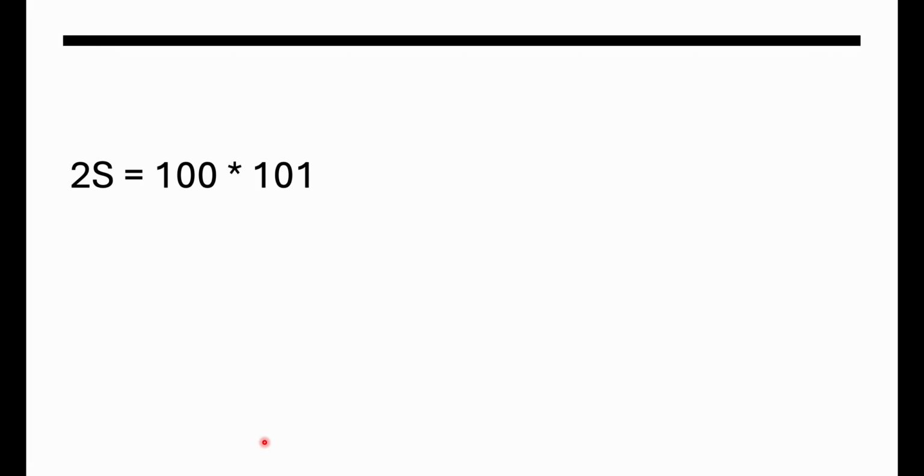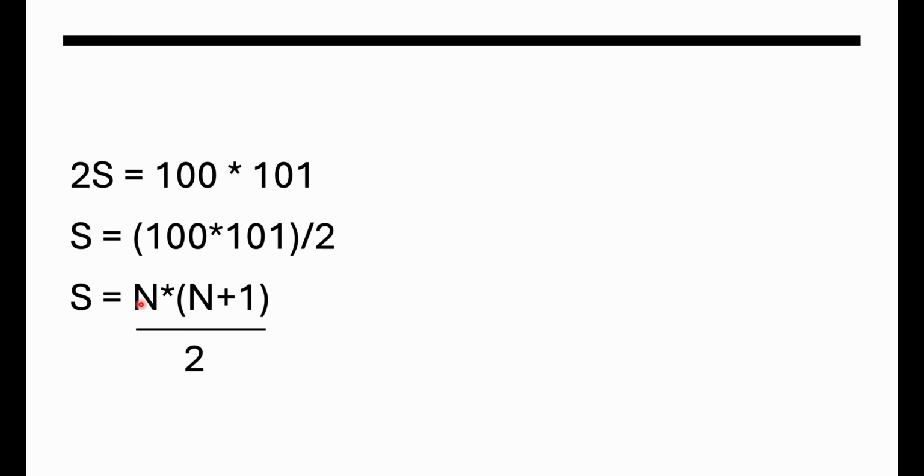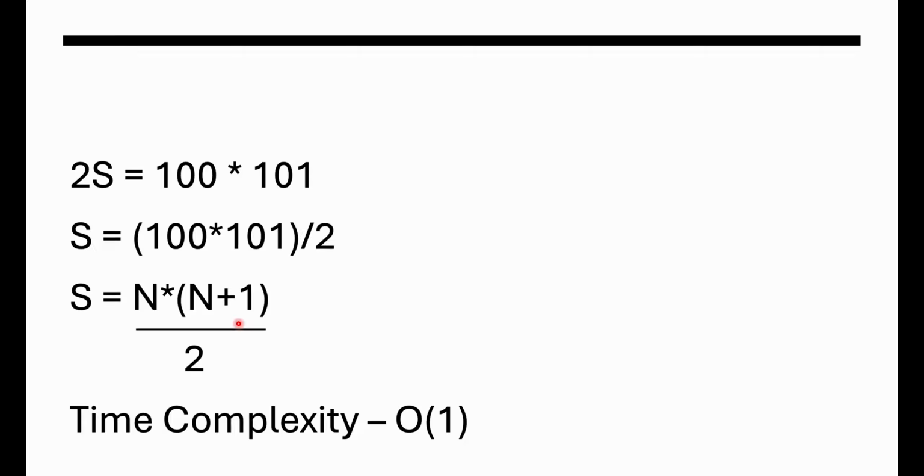We can write the expression as 2s is equal to 100 into 101, so s is equal to 100 into 101 divided by 2. Here 100 is nothing but n and 101 is nothing but n plus 1. So using this formula, we will get the result directly without any looping. The time complexity here is big O of 1 because the result is calculated using a fixed number of operations. The key takeaway here is we reduce the time complexity from big O of n to big O of 1, which means the solution is much faster and works efficiently even for very large values of n.